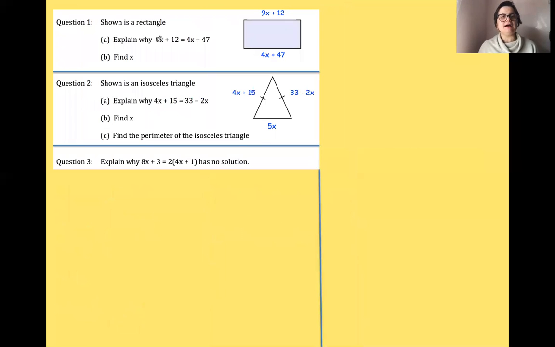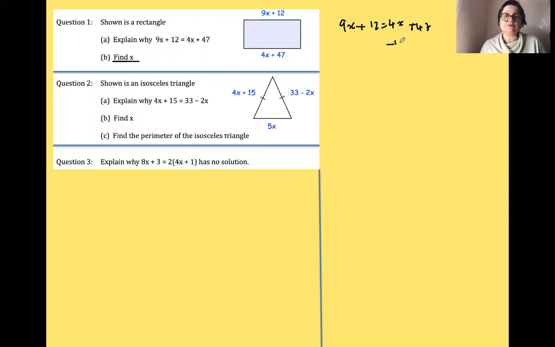Now here I have three different examples to explain. The first one has a rectangle, and it says explain why 9x plus 12 equals 4x plus 47. And this is the clue to find x, because this is a rectangle and opposite sides are parallel and equal. So of course, 9x plus 12 is going to be 4x plus 47. You must write what I just said down on paper, because you get a mark for that answer. It is very important.